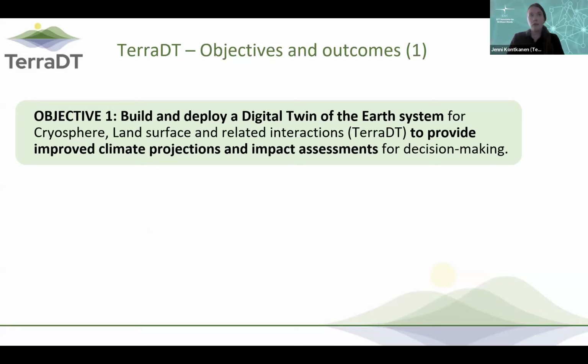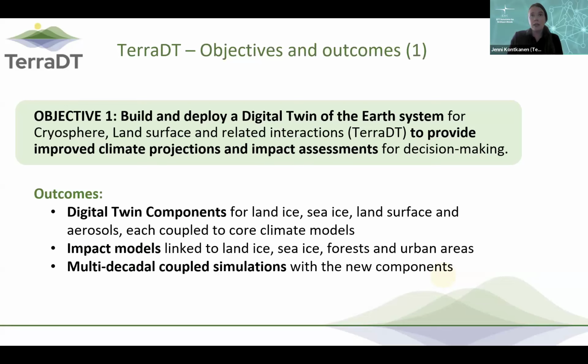So the concrete outcomes of the TerraDT project linked to this is that we develop digital twin components for land ice, sea ice, land surface, and aerosols, and each of them will be coupled to core climate models that are the same models that are in the heart of the Destination Earth climate adaptation digital twin.